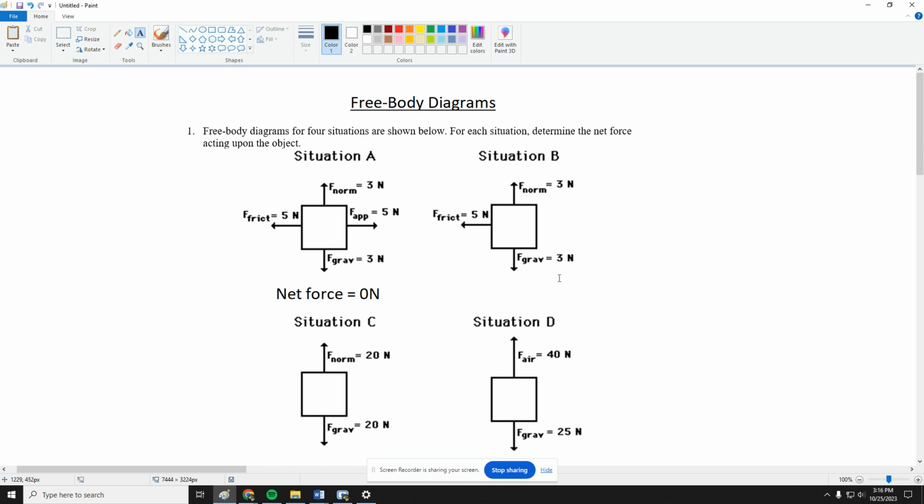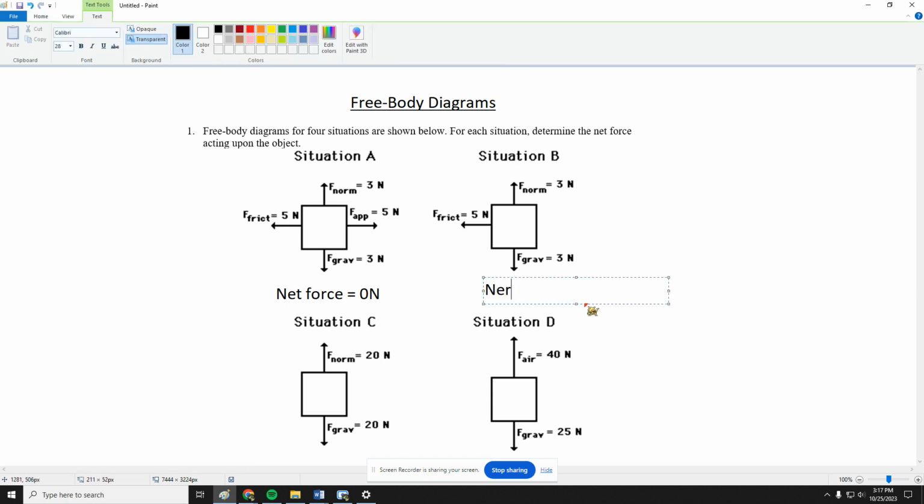If I look at situation B, I can see immediately that the up and down are both 3 newtons, so those are going to cancel out. But now I have these 5 newtons of friction to the left and nothing on the right to cancel that out, which means that because that's all there is to it and there's nothing canceling it out, the net force on this box in situation B is just going to be 5 newtons.